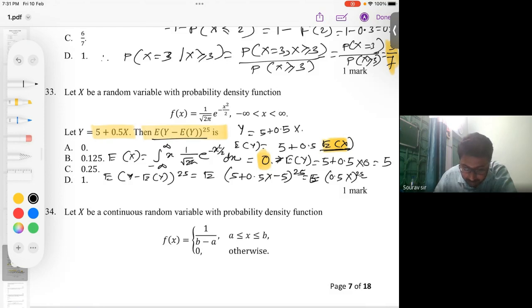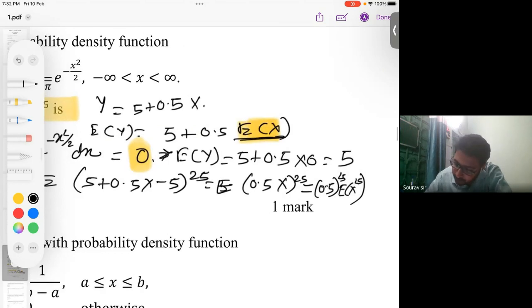It can be written in this way: 0.5 whole to the power 25 into E of x to the power 25. I am just separating this E of 0.5 x whole to the power 25 into two parts, that is 0.5 whole to the power 25 into E of x whole to the power 25. Let me write it in a clearer form. It's getting congested. So it is equal to E of 0.5 x whole to the power 25.